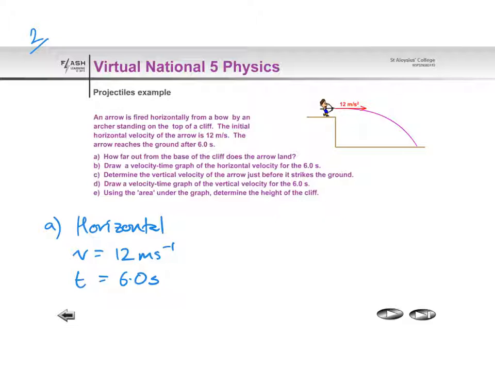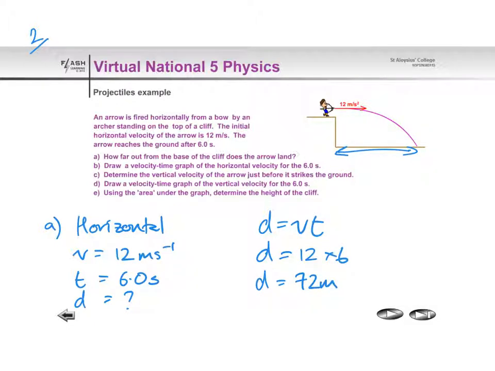We're being asked a horizontal distance, how far out from the base of the cliff. Basically, we're being asked that distance there. And what we've just written in our previous note was, remember, that the horizontal speed is constant. So the equation for something with a constant speed is d equals vt. Straightforward calculation. So now it's your standard calculation. Okay, so it lands 72 meters away from the base of the cliff.